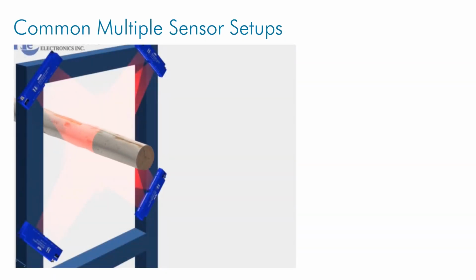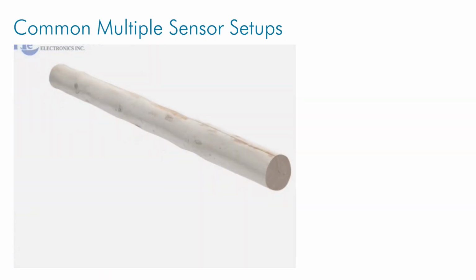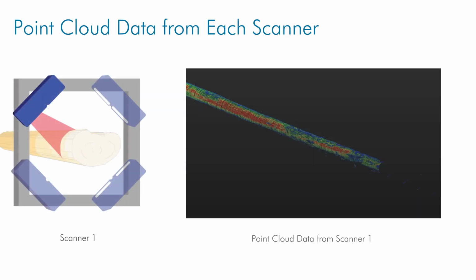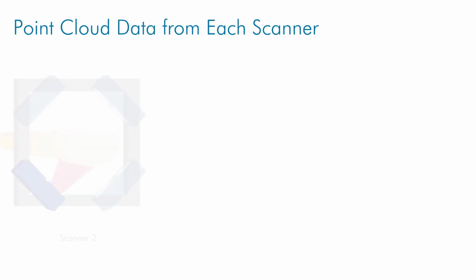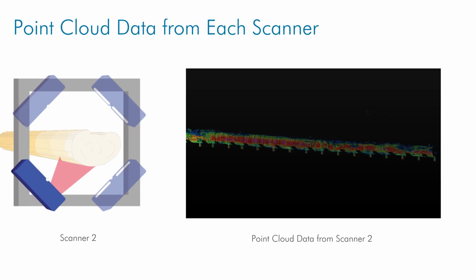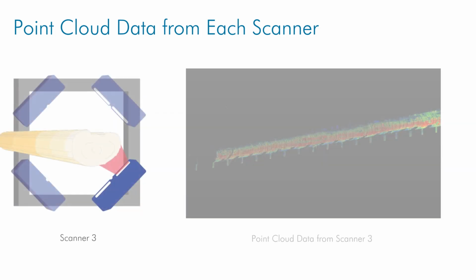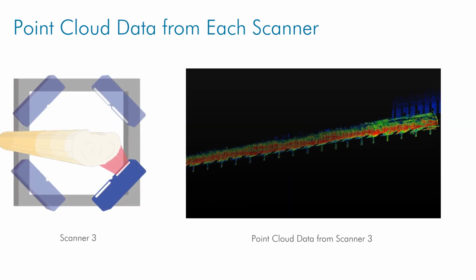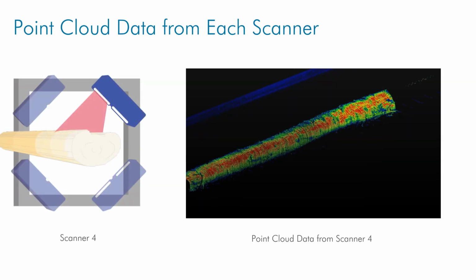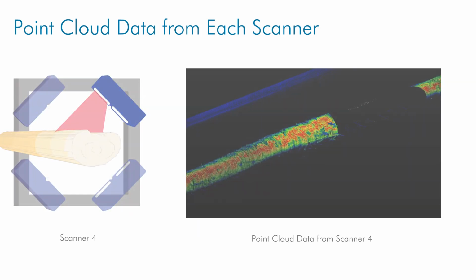A good example of this is when scanning around a large moving object. It's desirable to use multiple sensors to be able to see all the way around an object, and it's also desirable to use a profile scanner to take advantage of the speed and simplicity of this type of scanning when the object has a known motion.